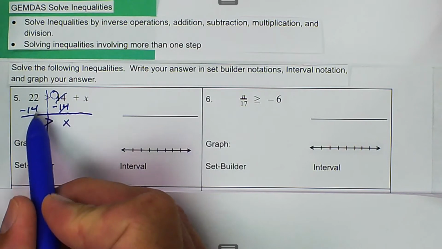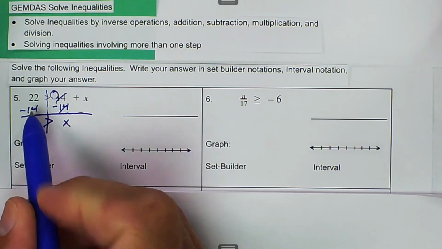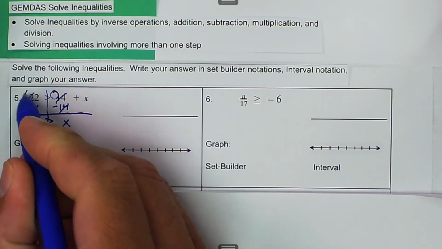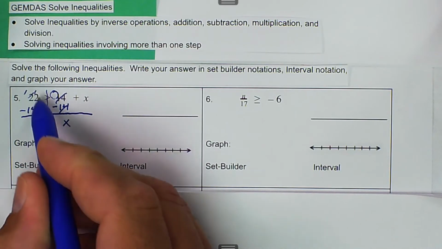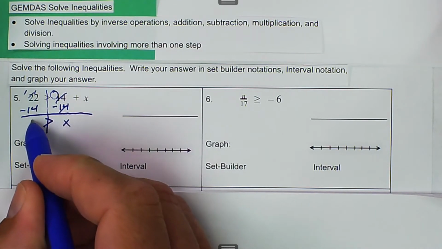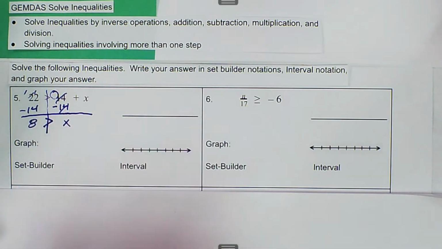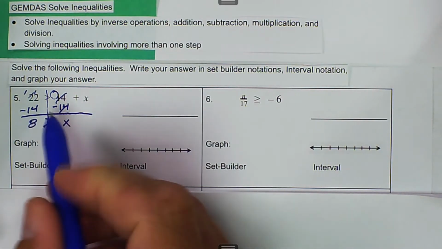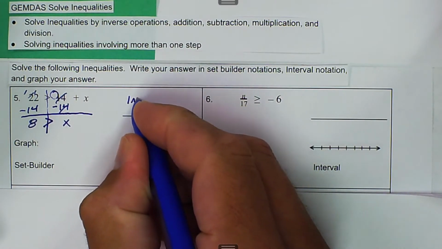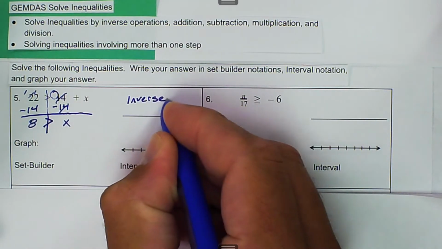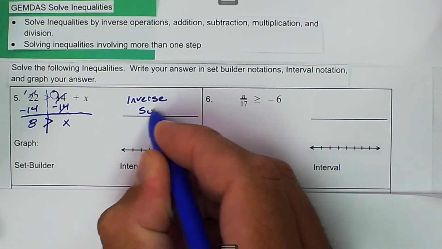And here we have 22 minus 14. So we can borrow 1 from the 2. So 12 minus 4 is 8. And 1 minus 1 is 0. So 8 is greater than x. How do we get there? That was inverse subtraction.